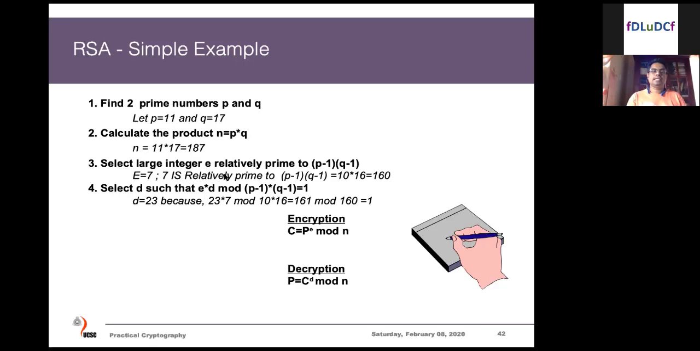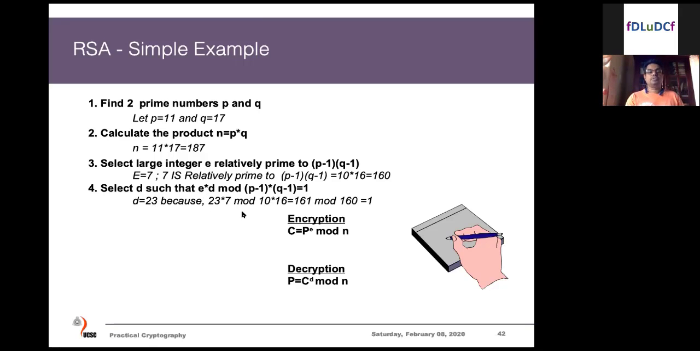Then we need to select another integer E relatively prime to (P minus 1) times (Q minus 1). P is 11, P minus 1 is 10, Q is 17, Q minus 1 is 16. So then (P minus 1) multiplied by (Q minus 1) is 160. So we need to find a number relatively prime to 160. The easiest way is to choose another prime. So we can select our E as the prime number 7. Fine. Then we need to find the number which satisfies this equation. We found that 23 satisfies it.